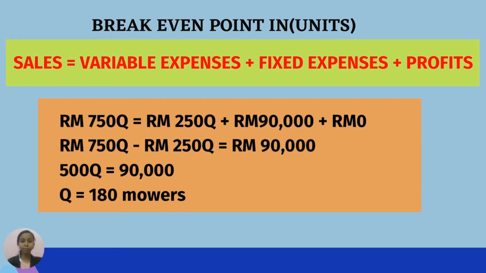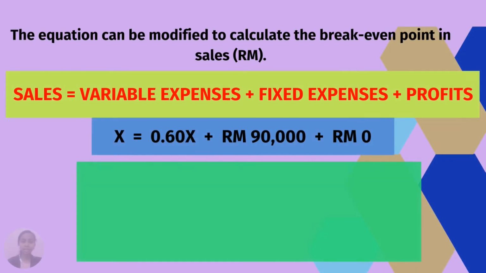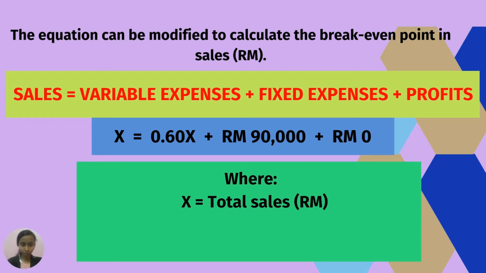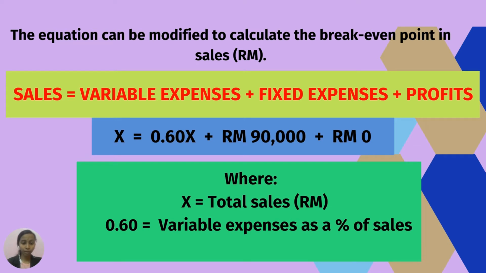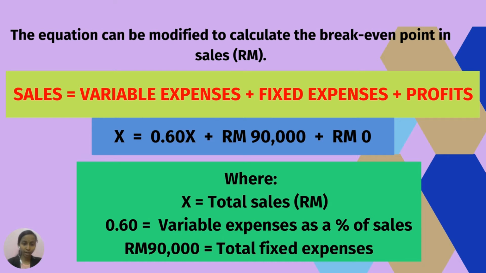Next, we're going to find break-even point in sales, which is in RM. You'll use the same equation, which is sales equals variable expenses plus fixed expenses plus profit. But over here, the X shows that we're going to find the X. This X shows the total sales in RM.